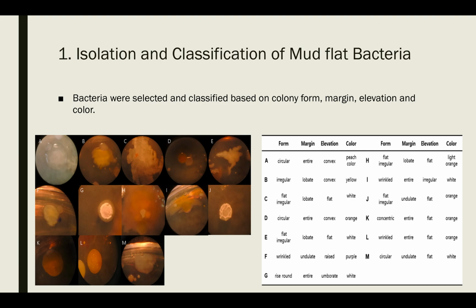In order to isolate tidal flat bacteria, bacterial colonies were identified by cultivating them on marine agar from Ganghwa Island. The bacteria were classified into 13 species using colony form, margin, elevation, and color.